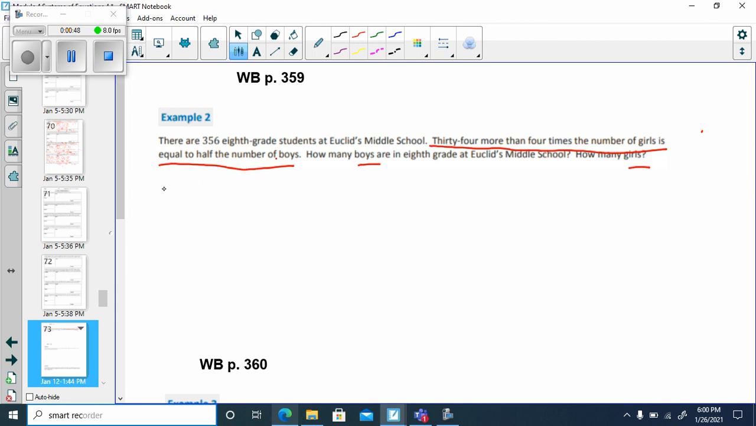Okay, so we need some variables. How about if I say B is equal to the number of boys and G is equal to the number of girls? So now let's start writing equations. We know there's a total of 356 students. So if we add B plus G, we should get 356. The number of boys plus the number of girls is equal to 356.